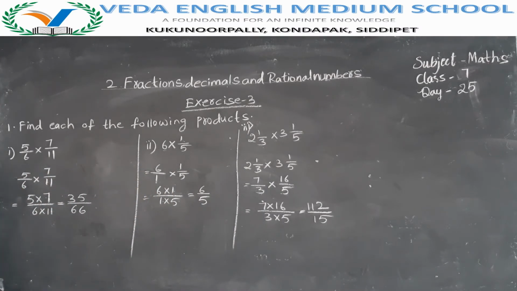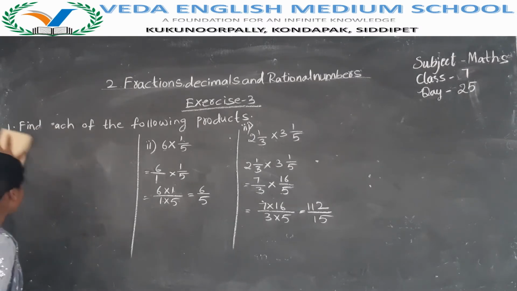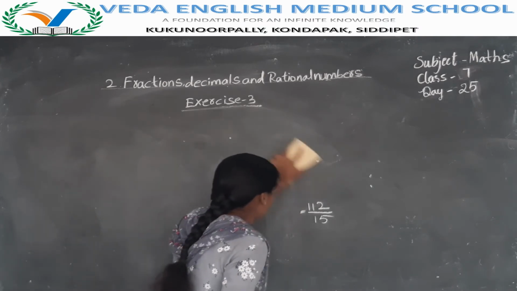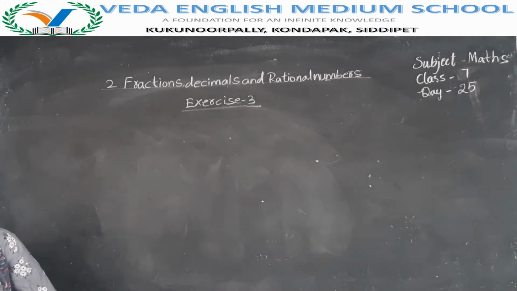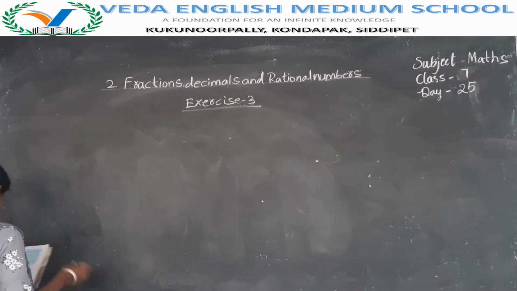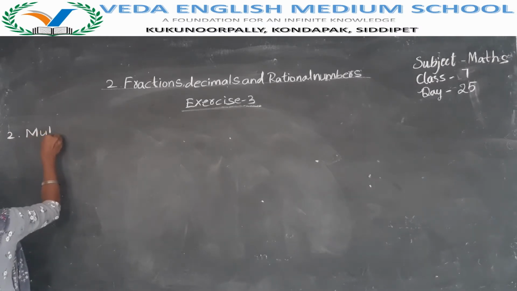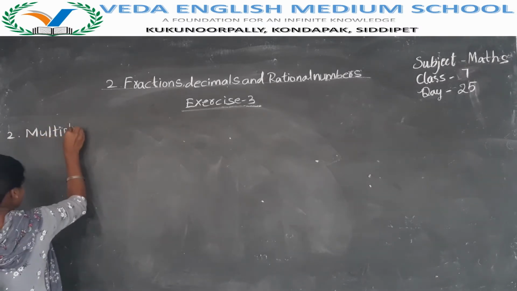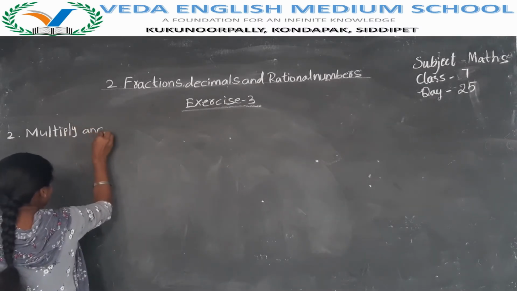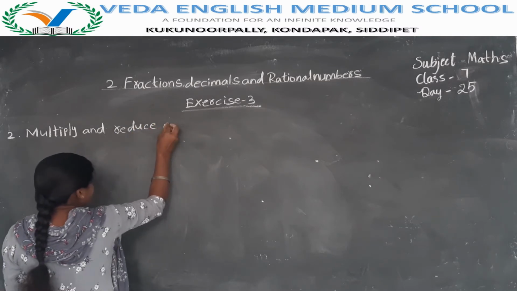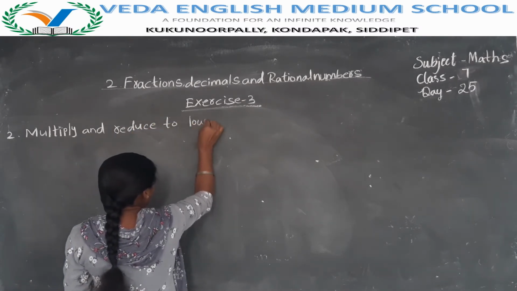Find the product of the following. Next, second bit is there. Multiply and reduce to lowest form. Second bit is multiply and reduce to lowest form.